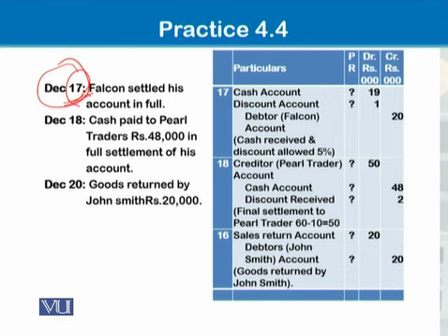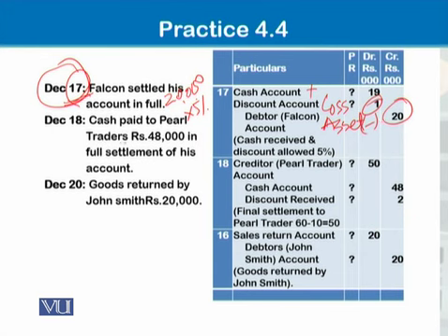So the discount is 5% of 20,000. 20,000 times 5% is 1,000. It is our loss. And 19,000 we have received. It is an increase in cash, an asset. So debit. And our receivables are reducing. Asset is reducing. Therefore it should be credited.